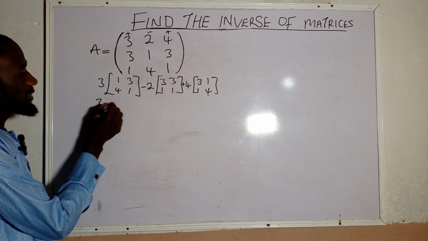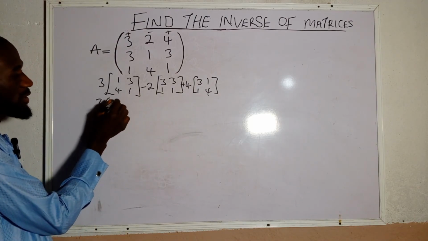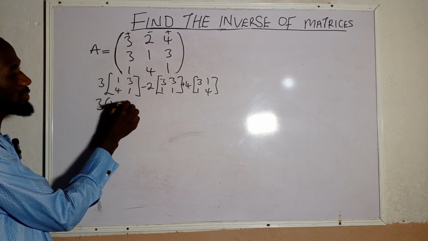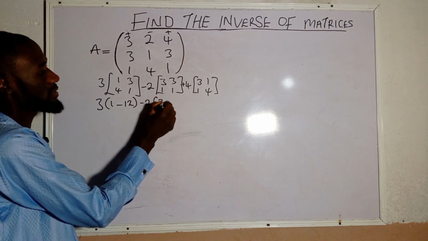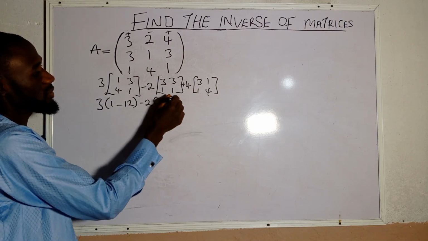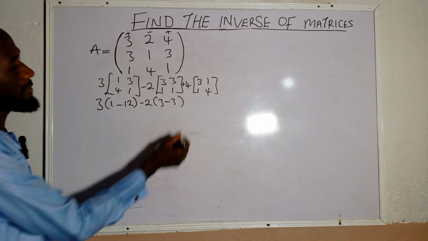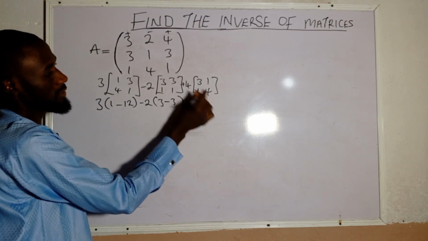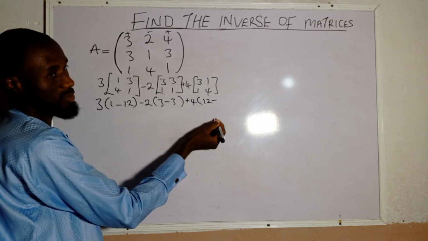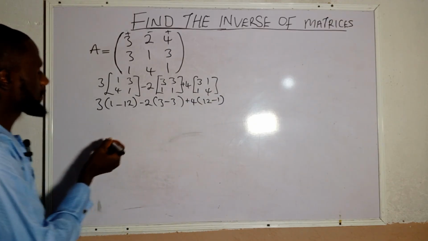Then we have 3 times 1 times 1. We have 1 minus 4 times 3, which is 12. Minus 2 open brackets, 3 times 1 is 3, minus 3 times 1 is 3. Then we have plus 4, plus 4 open brackets, 4 times 3 here is 12, minus 1 times 1 is 1.